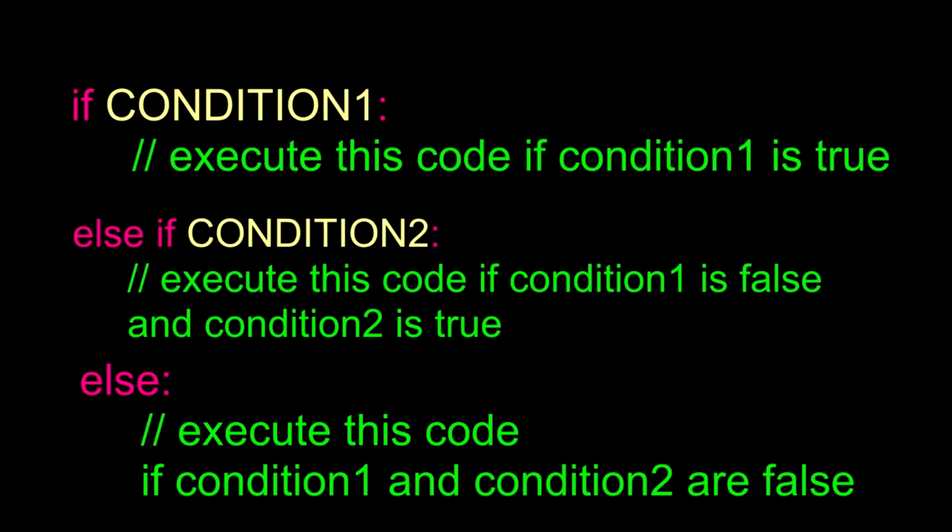So, an explanation of the code is, if the first condition is true, do this. If the first condition is false and the second condition is true, then do this. And if both conditions are false, then do this.